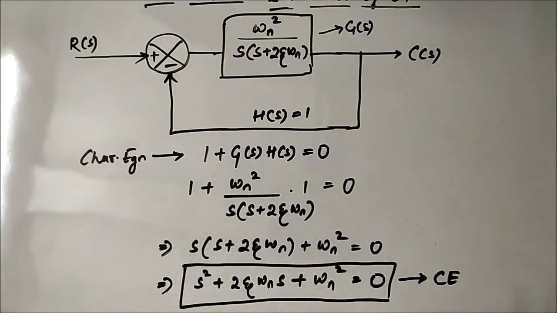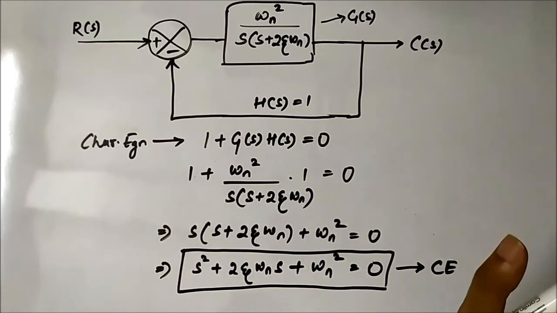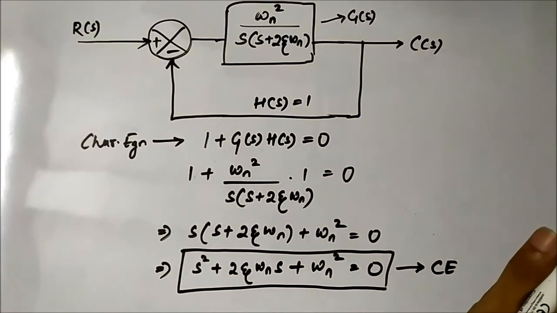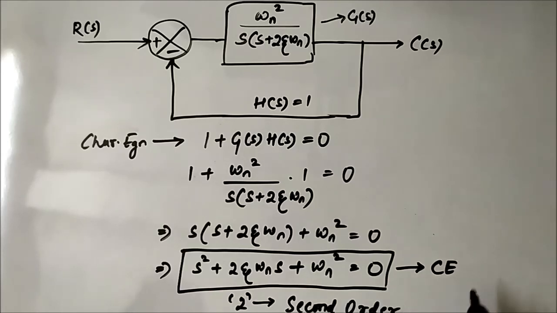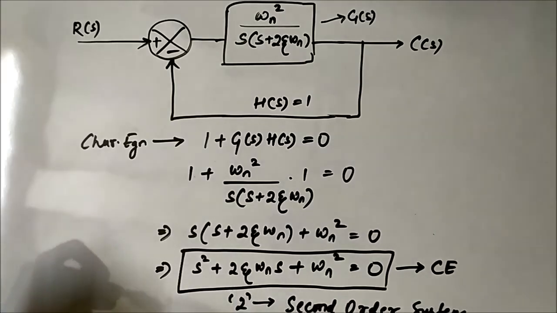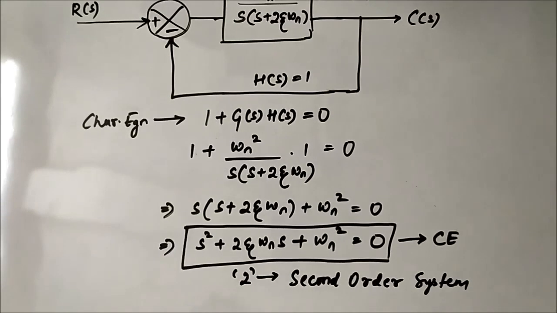Now, the definition of order says that it is the highest power of S in the characteristic equation of the closed loop transfer function. Here, in this characteristic equation, the highest power of S is 2. So that's why it is a second order system. The highest power of S in the characteristic equation is 2, so it is a second order system.